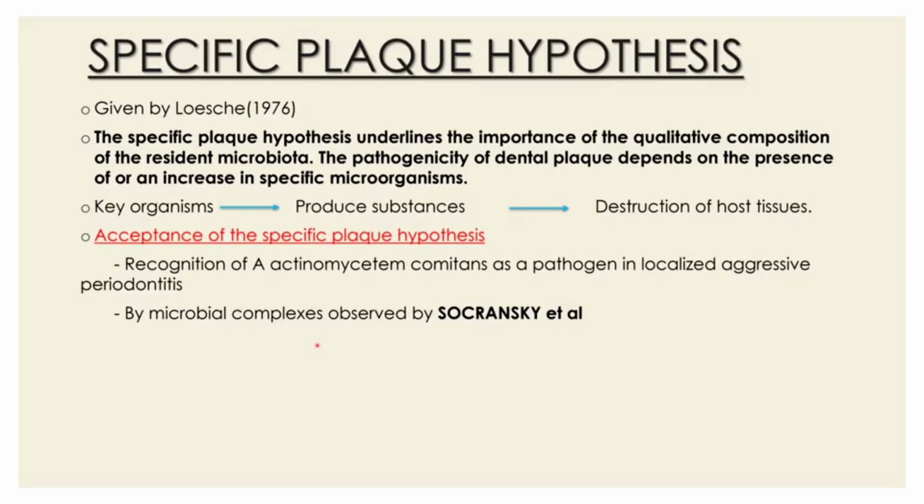The specific plaque hypothesis was accepted with the recognition of Aggregatibacter actinomycetemcomitans as a main causative bacterium in localized aggressive periodontitis. It is also supported by the microbial complexes observed by Socransky et al.